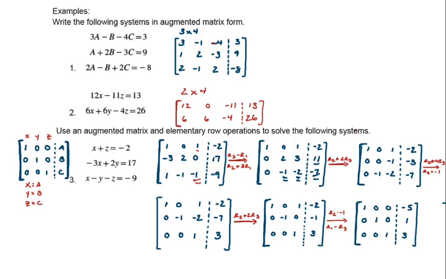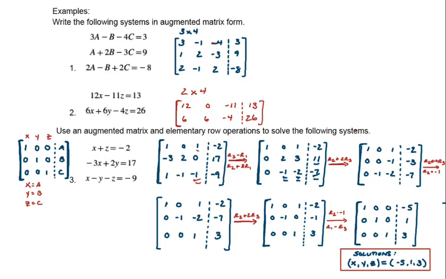So 1, 0, 0, -5 is actually the equation x plus 0 plus 0 equals -5, or x equals -5. Second row would be y equals 1. Third row would be z equals 3. So one way that I could write that solution would be (x, y, z) is equal to, and it looks like obviously a set of parentheses, -5, comma 1, comma 3, and that would be the solution to the system of equations.